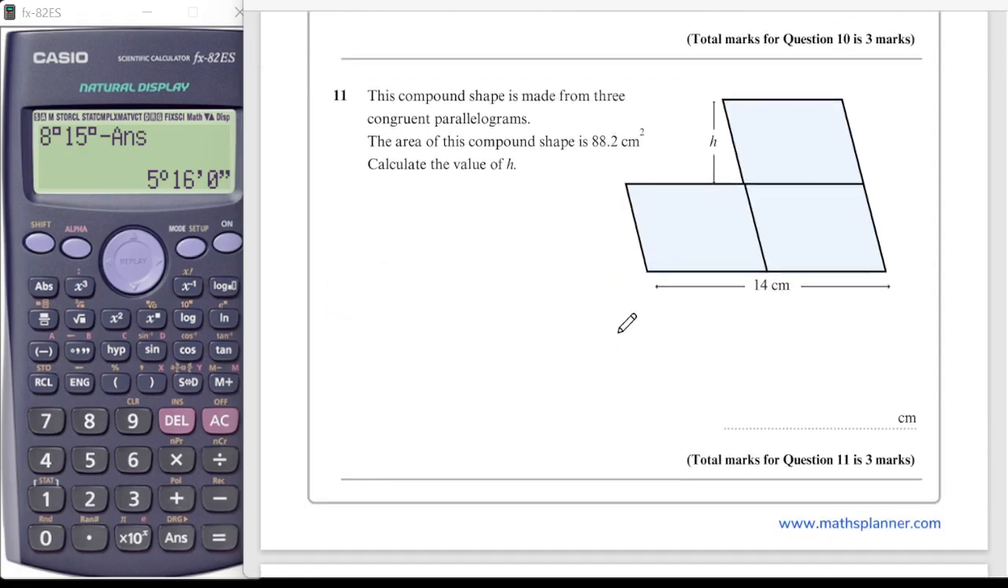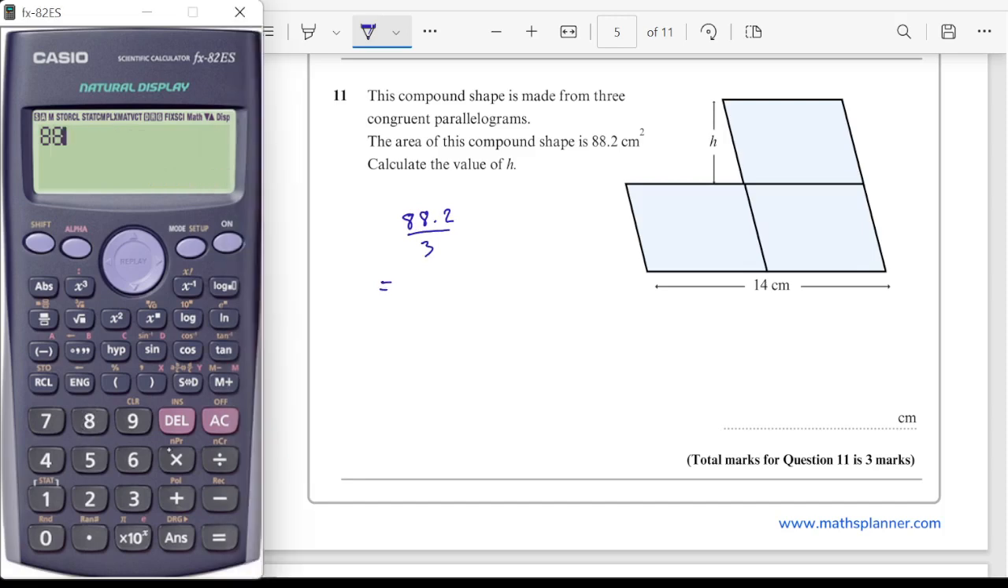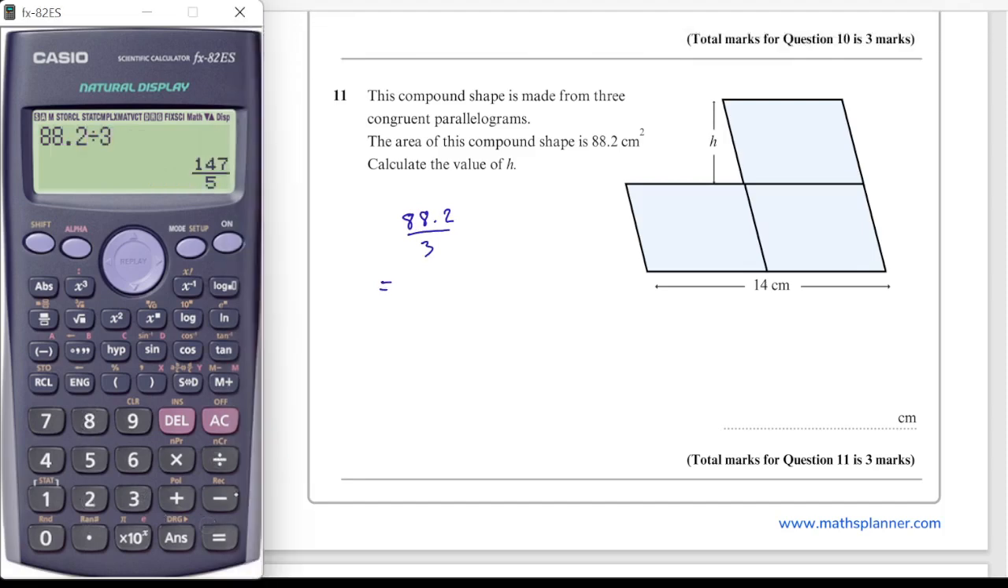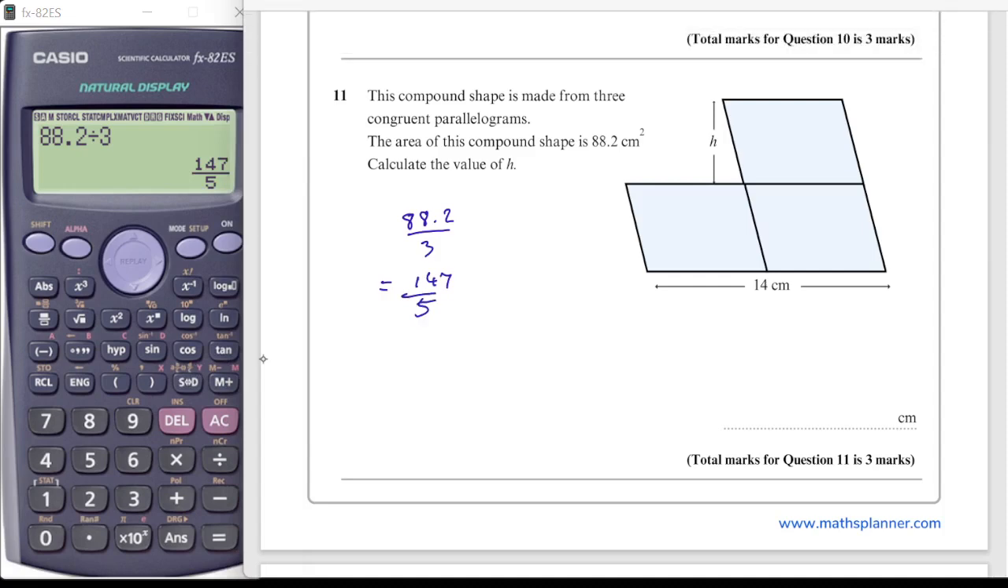Okay, question 11. This compound, so compound made up of a number of other shapes, is made from 3 congruent parallelograms. The area of the compound shape is 88.2. Calculate the value of h. So for this, I'm going to straight away switch to working out the area of one of them. So the area of each parallelogram is going to be 88.2 divided by 3. I'm going to leave it as 147 over 5. So that's the area of one of them, 147 over 5.